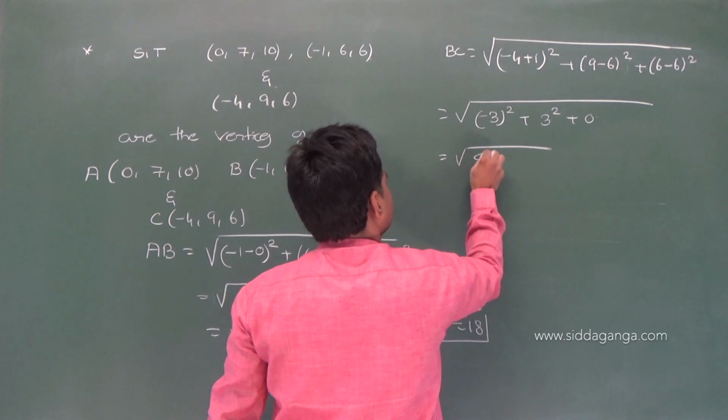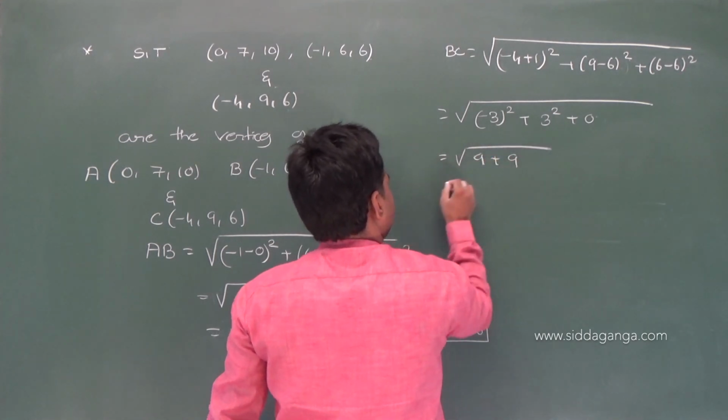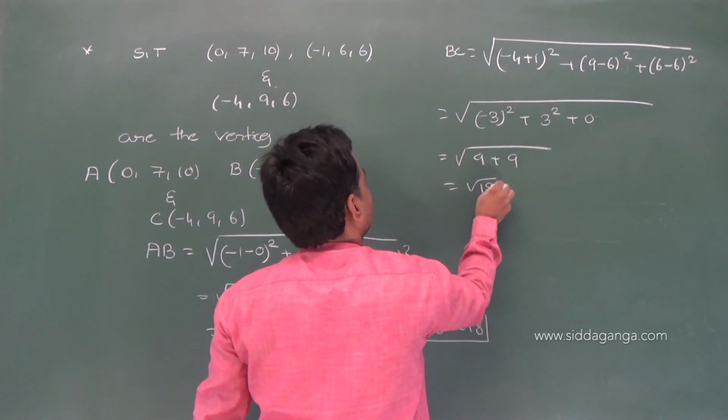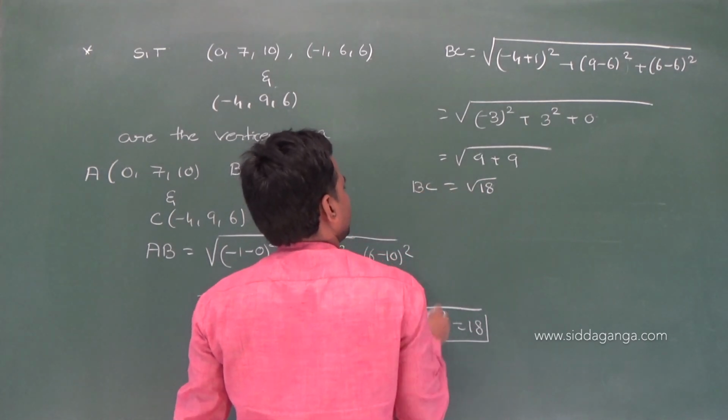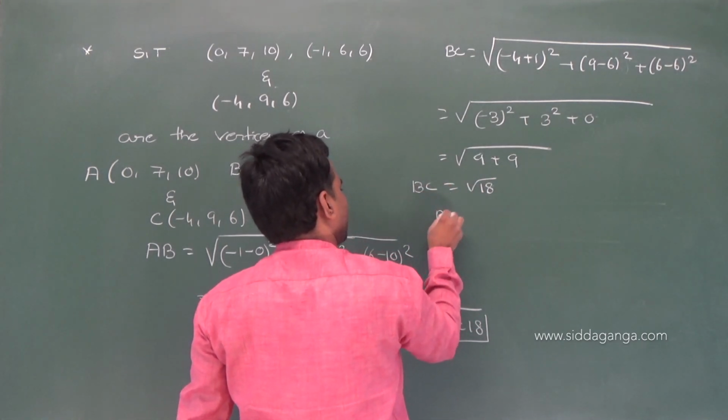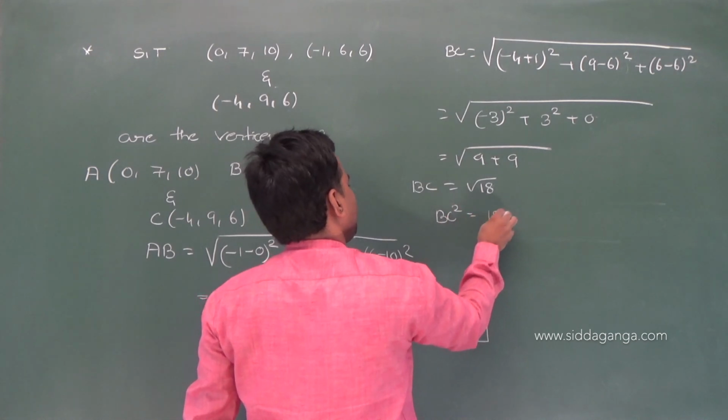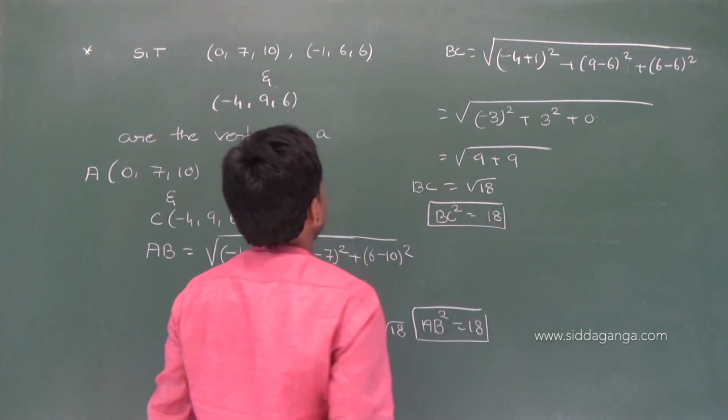3 square is how much? 9. 3 square is 9. 9 plus 9, that is 18. BC square is equal to 18.